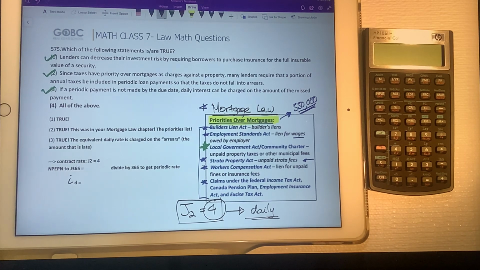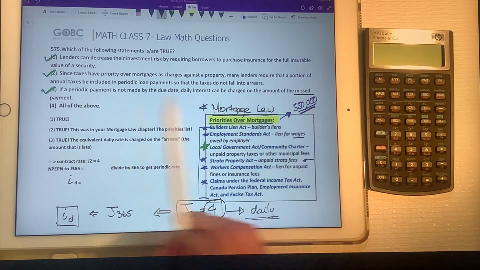So this is a little bit of a yield review for you. What does that mean when I say the daily rate that's equivalent to J2 equals 4? It means that they want you to change this J2 into a J365, and then you chop that J365 into your ID, and this daily rate would be the thing that would be charged daily on any arrears. So missed payments is what that means.